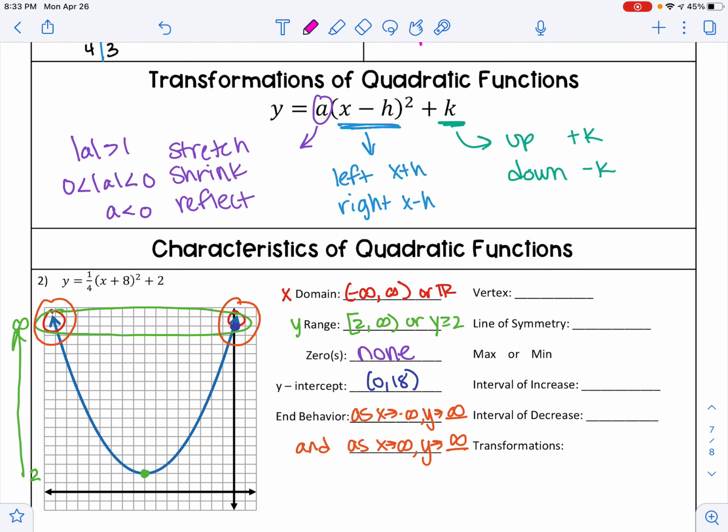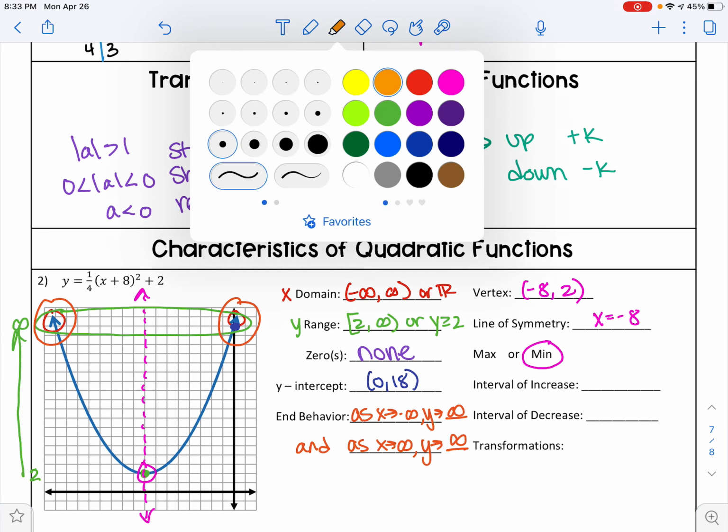Our vertex is our turning point. That's this point right here, which is the point (-8, 2). Your line of symmetry is the vertical line that cuts your parabola into two mirror images that goes straight through your vertex. The equation of this line is x equals -8. Our vertex is a minimum value because it is the lowest point of the graph.